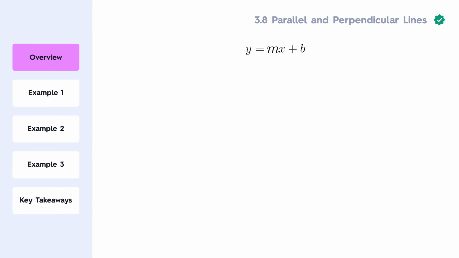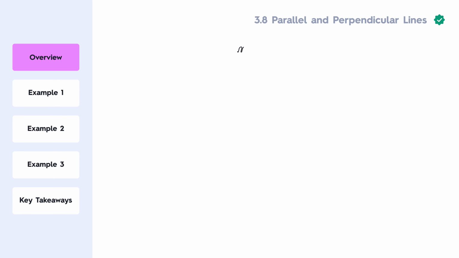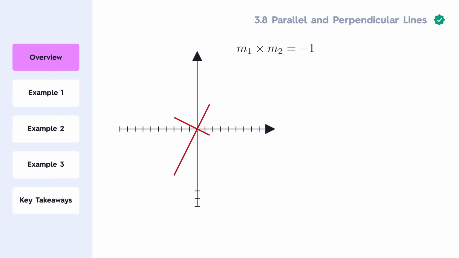Parallel lines. Two lines are parallel if they have the same slope. This means that if you compare the slopes of two lines and they are equal, the lines will never intersect. Perpendicular lines. Two lines are perpendicular if the product of their slopes equals -1. This means that their slopes are negative reciprocals of each other.